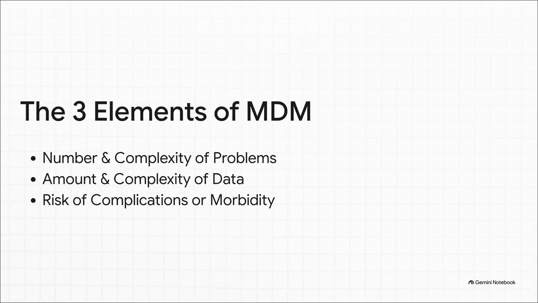So what are those 3 elements? Well, think of them as the 3 columns on our auditor's rubric. Column 1 is the number and complexity of problems addressed during the visit. Column 2 is the amount and complexity of data reviewed and analyzed. And column 3 is the risk associated with the patient management. We're going to use this exact 3-column rubric to evaluate every single patient chart today.